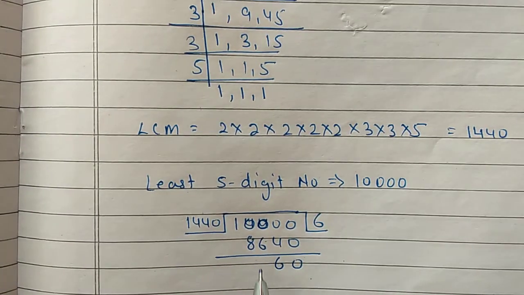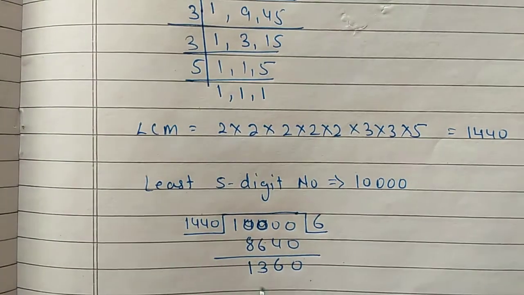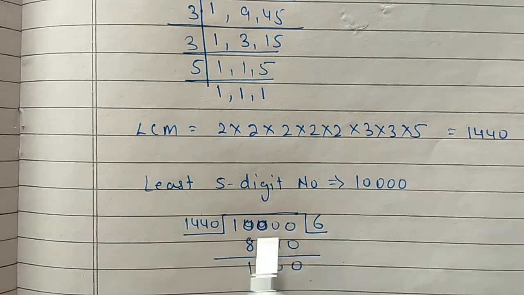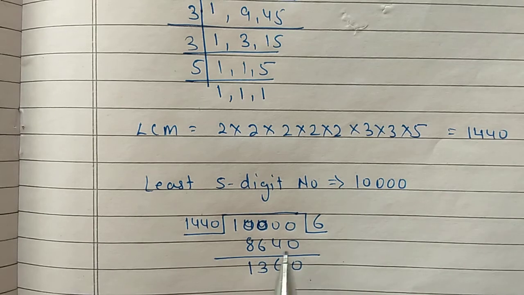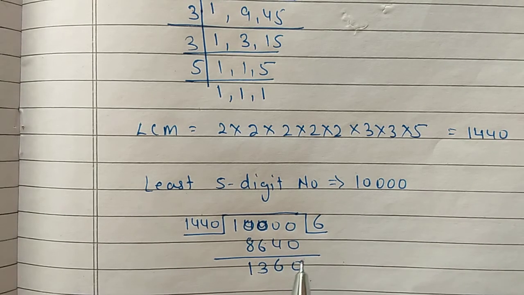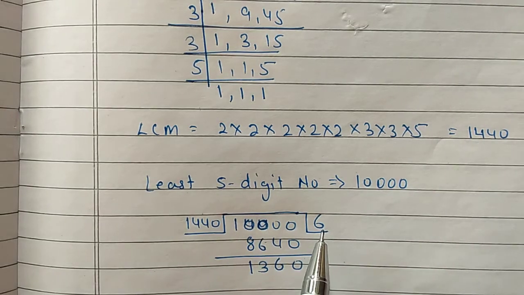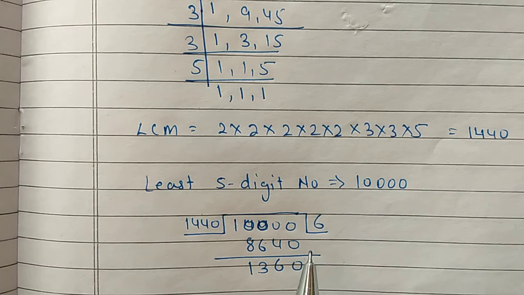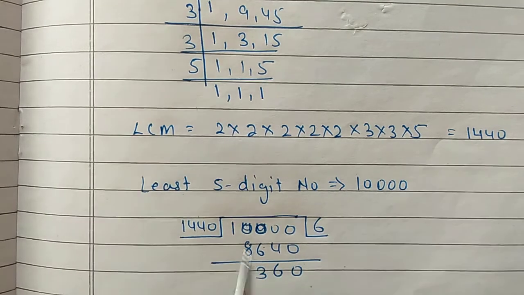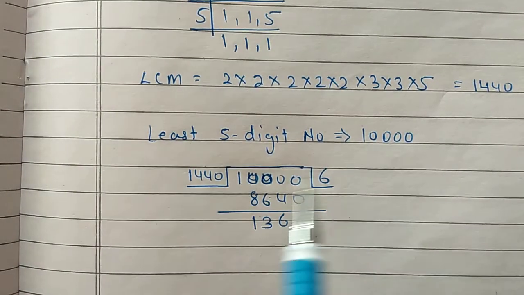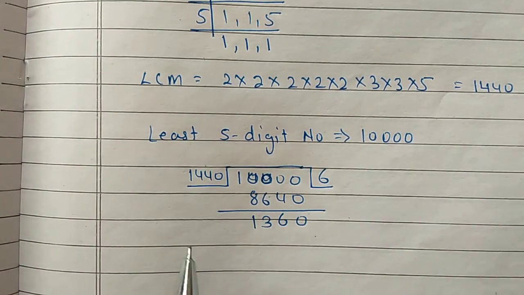Subtract: 1360 is the remainder. So when we multiply 6 times we are getting a 4 digit number, and here we also get a remainder. It means the next multiplication, when we multiply with 7, will be the 5 digit number which will come in this table. Any other number will not come. After this the next number will be the 5 digit number.